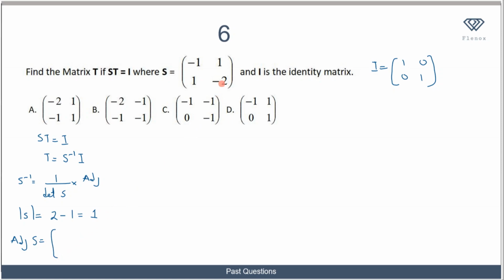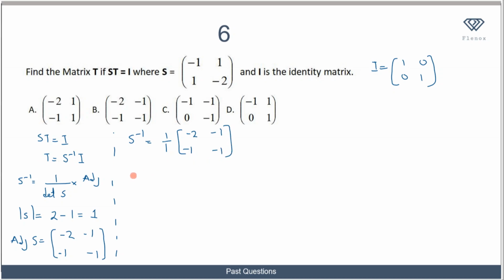Now the adjoint of S will be equal to what? I will swap around this diagonal over here, so I have minus 2 and minus 1 over here. And I will leave the other diagonal as it is, so I have 1 and 1, but I will change the polarity, so I'm going to include minus. So this is the adjoint of S. So the inverse of S is now just 1 over the determinant, which is 1 over 1, times the adjoint, which is minus 2, minus 1, minus 1, and minus 1.